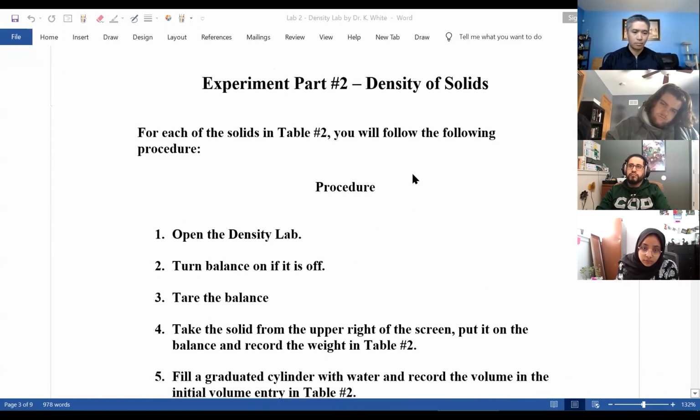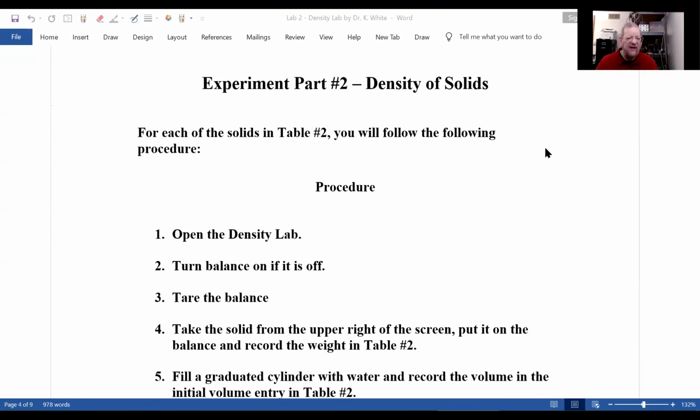Now in part 2, and everybody see part 2 on their screen? Thumbs up, people, thank you. You're going to be doing a solid. Now solids you do by, again, weight and volume, but the volume of a solid is calculated by water displacement.